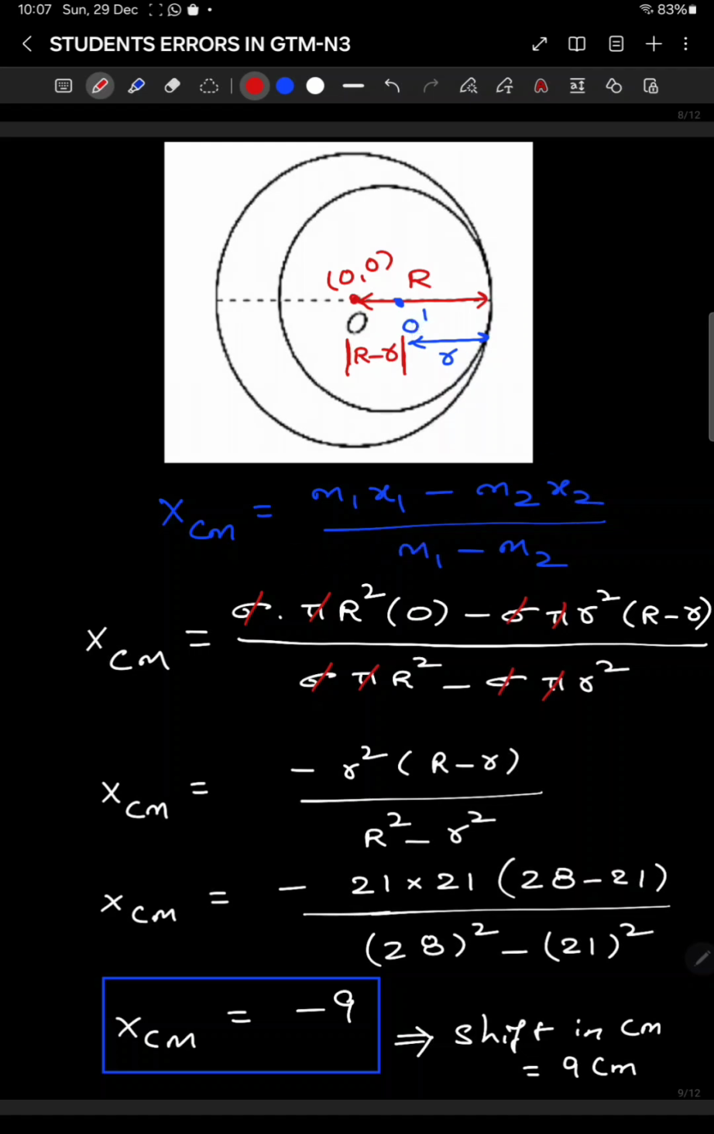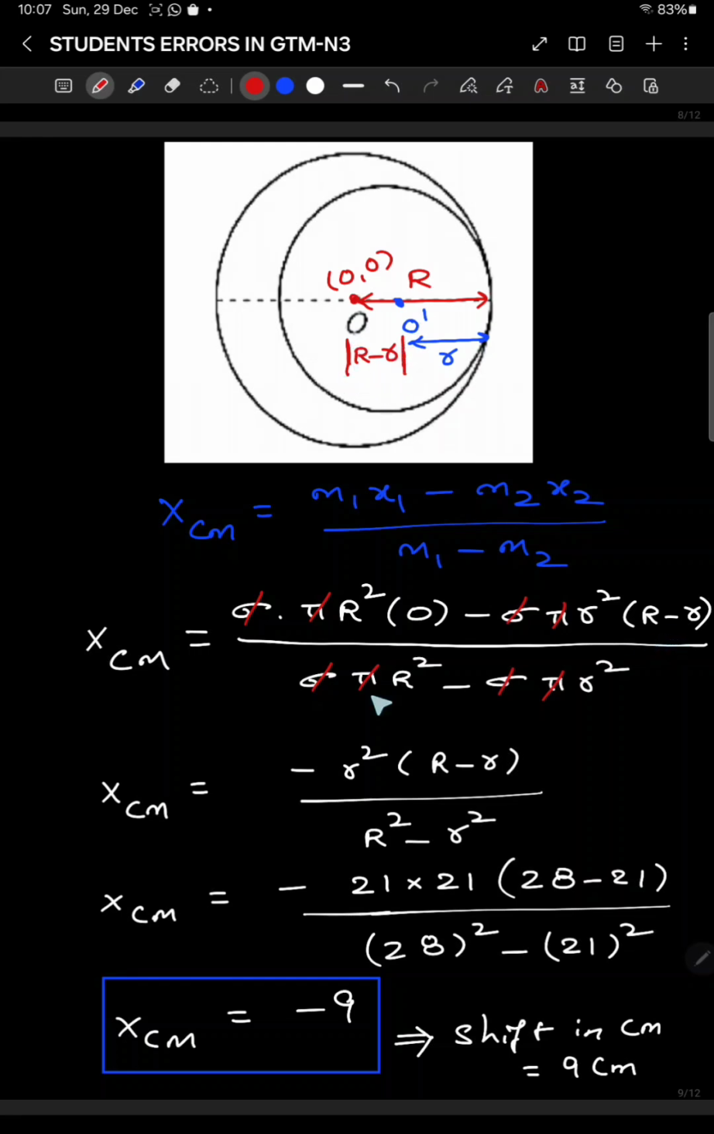Now let us substitute here. m1 total body mass, formula sigma into total body area, pi R square. For the whole body, center of mass at origin 0, 0, so x1 is 0. Minus m2 means removed mass. Here removed mass is sigma into this area, which was pi small r square. Its position from this origin, removed part center will be at R minus r. You can see in the diagram R minus r.